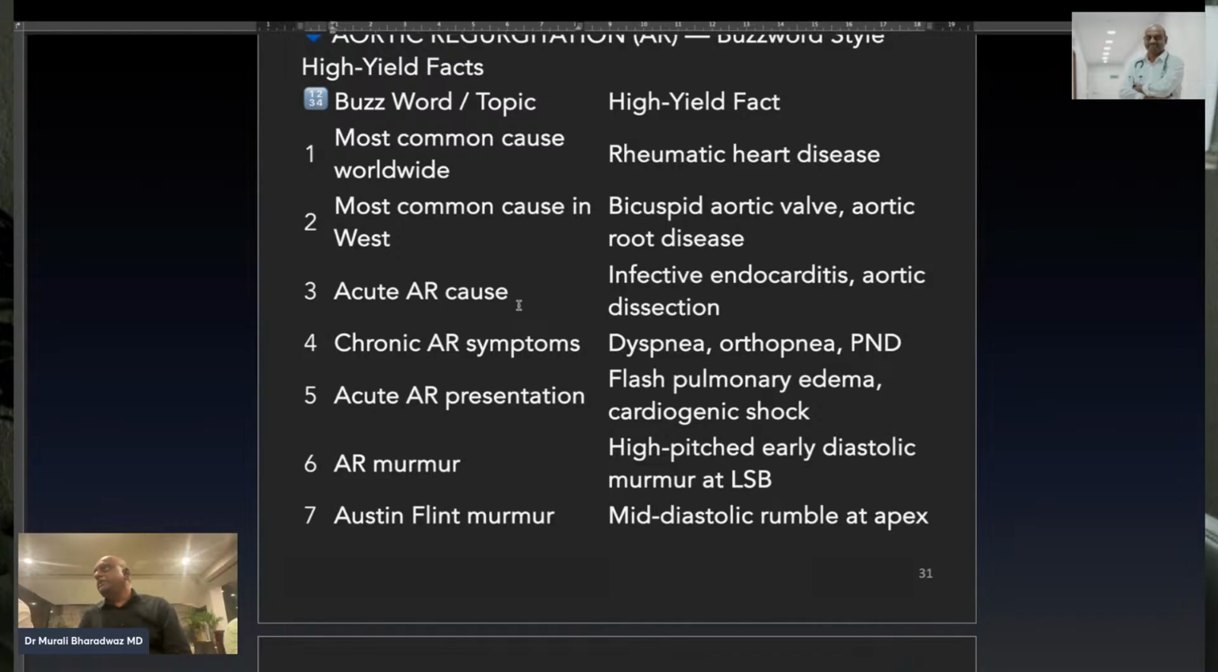Chronic AR, what are the symptoms? Obviously because of regurgitation, there is increased pressure on the atrium and pulmonary circulation. So dyspnea, orthopnea, PND. And AR is the place where the ventricle definitely fails. Even in AS it will fail. Only in MS it doesn't fail. In MR it will fail. Remember that. So chronic AR has dyspnea, orthopnea and PND.